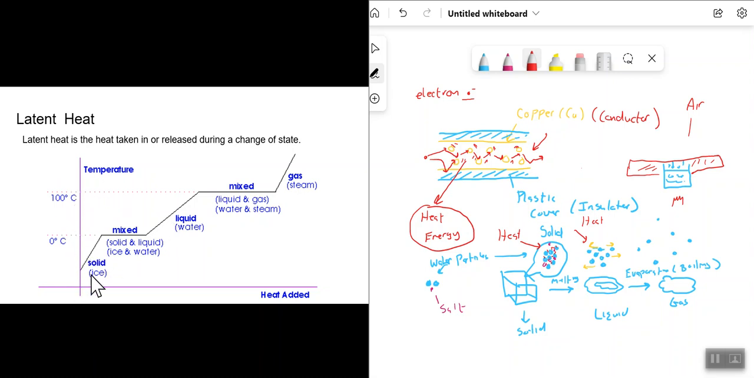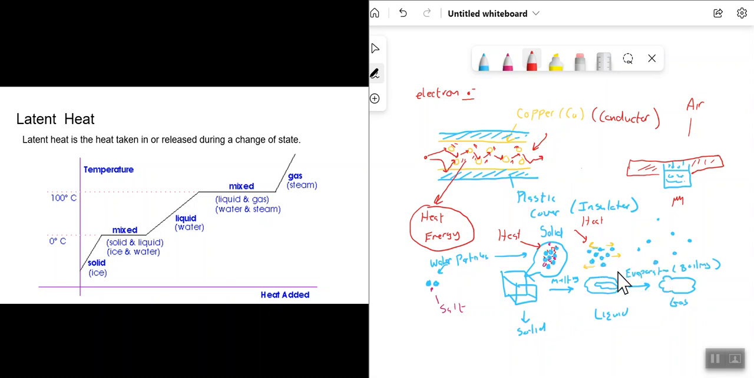It starts off as a solid, and as you add heat to this solid, the temperature on your thermometer will increase. Then it gets to a point where the temperature will not rise anymore, and this is the stage at which the solid is turning into a liquid. At this stage you have some solid and some liquid, so you have melting happening. And then once it melts, it goes from here to here.